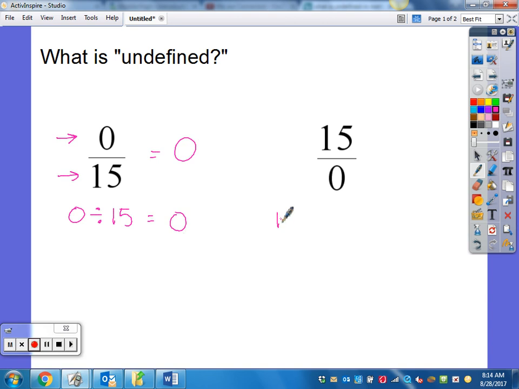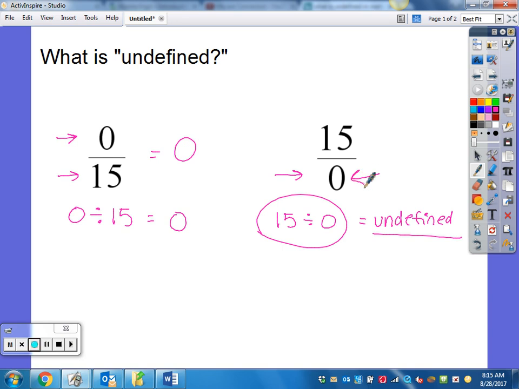15 over 0. That would be like saying 15 divided by 0. Can I have a pizza and split it into 0 pieces? No, because the whole pizza, even if you don't cut it, would still be one whole pizza. So you can't divide something into 0. This is an example of when an answer would be undefined. It's mathematically impossible to divide by 0. So when a question asks for 15 divided by 0, your answer should be undefined. If 0 is in the denominator, the answer is undefined.